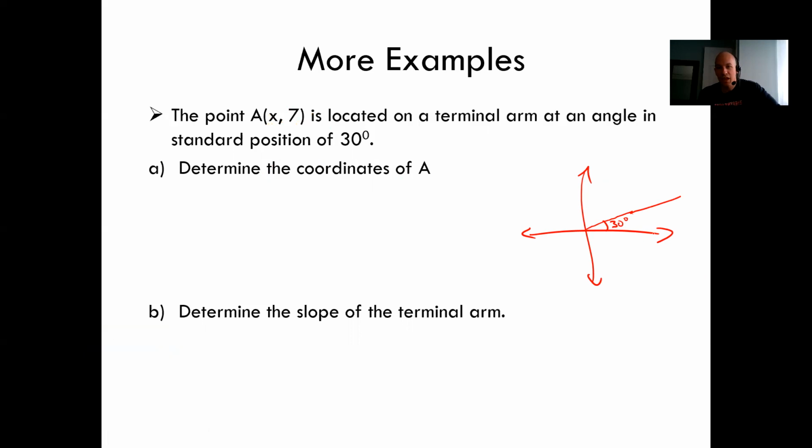We don't know what the x coordinate is, but we do know that the y coordinate is here, and that's 7. What are the coordinates of A? We obviously know the y coordinate, but we need the x coordinate. How do we solve this? This is a very basic trigonometry problem. I think most of the challenge of this particular lesson today is just getting used to the different language and how this actually relates to triangles.